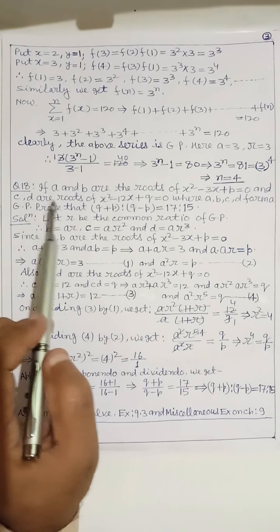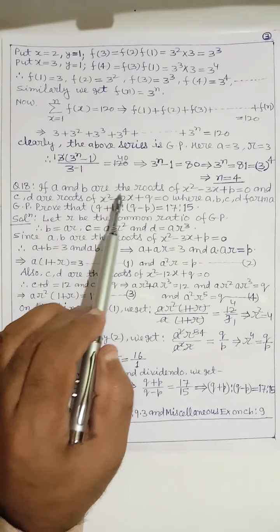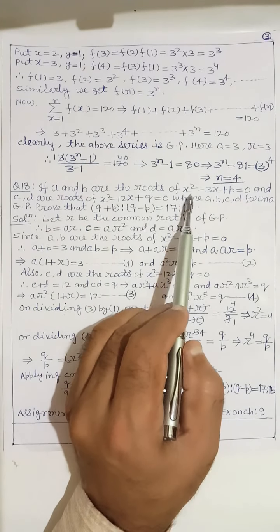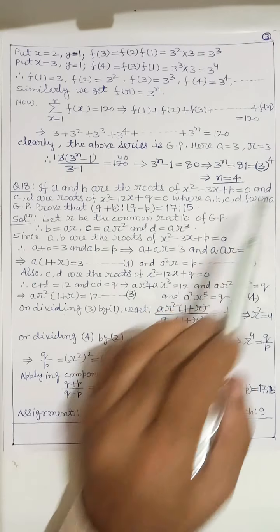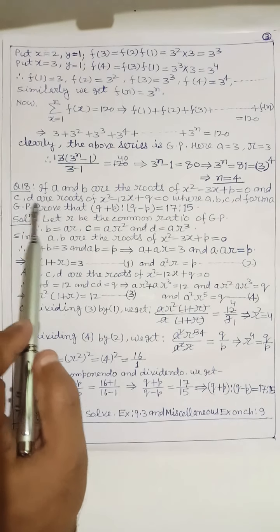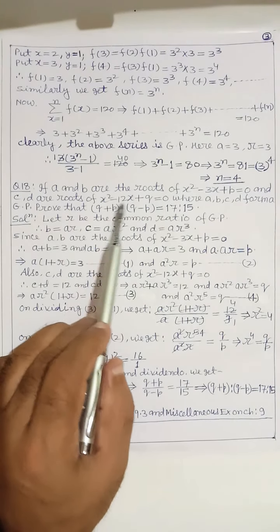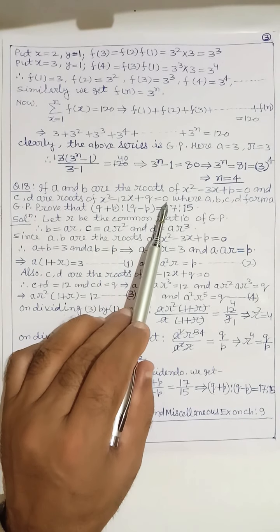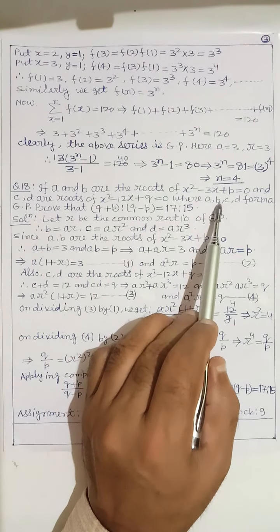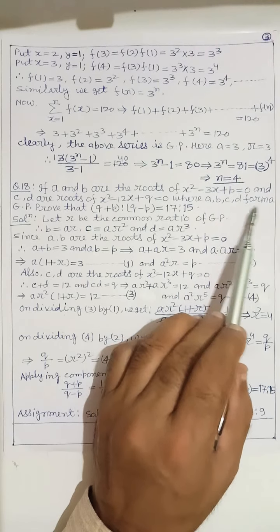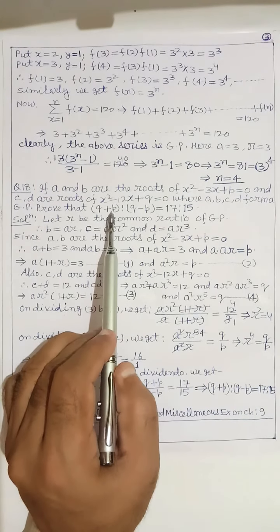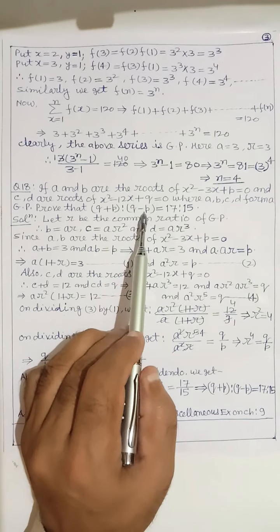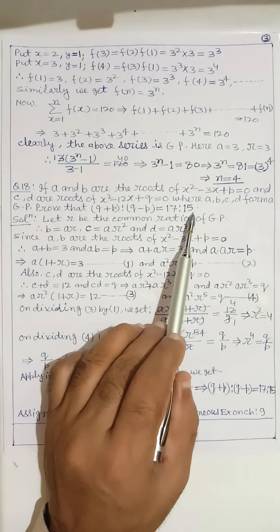Question number 18. If a and b are the roots of x square minus 3x plus p equal to 0, and c, d are roots of x square minus 12x plus q is equal to 0, where a, b, c and d form a geometric progression, prove that q plus p is to q minus p equal to 17 is to 15.